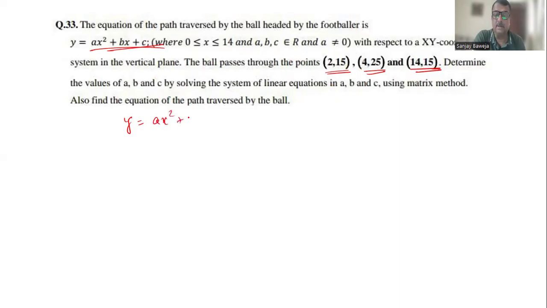So we get the equations, means if we put 2, 15, 4, 25 and 14, 15 in the equation y is equal to ax square plus bx plus c, we get 4a plus 2b plus c equal to 15. Other equation is 16a plus 4b plus c is equal to 25. And the last equation is 196a plus 14b plus c equal to 15.